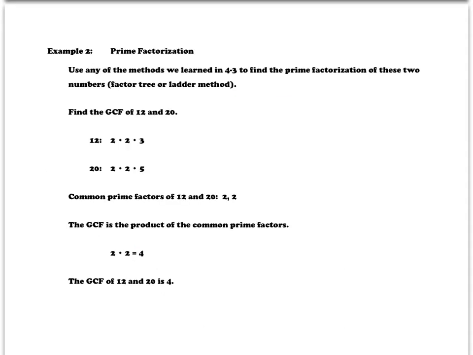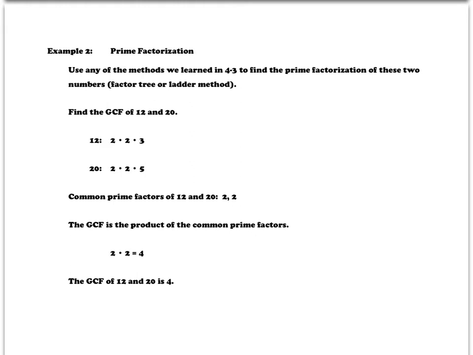In example 2, we will use prime factorization to find GCF. You can use any of the methods we learned in section 4.3 to find the prime factorization of these two numbers. Once again, we'll find the GCF of 12 and 20, but this time using a different method. The prime factorization of 12 is 2 times 2 times 3. You can find that by either using the factor tree or using the ladder method. The prime factorization for 20 is 2 times 2 times 5.